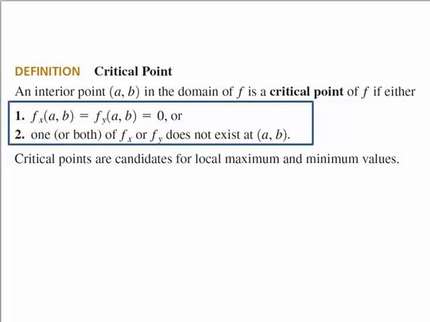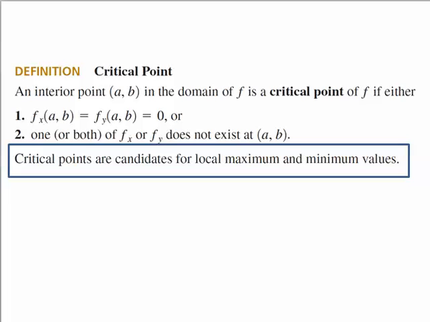This motivates a definition. A critical point is an interior point where both partials are 0 or where a partial or both partials do not exist. A critical point is a candidate for a local max or min.